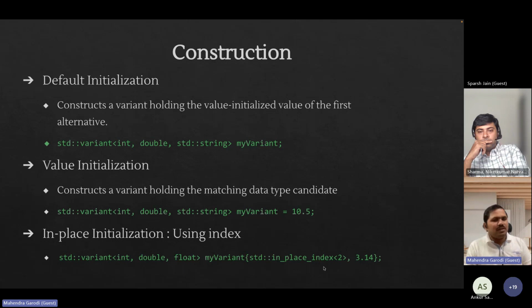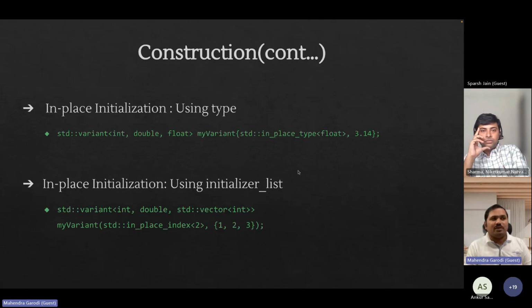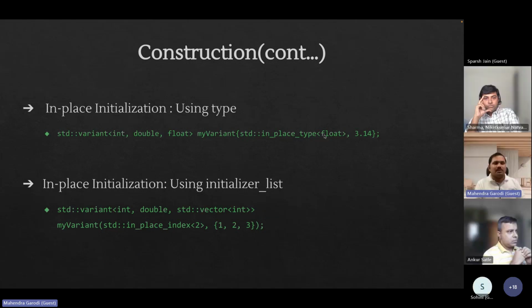There is another in-place initialization possible, which is using a type. So we can specify in_place_type, right? Here I am specifying in place of float, you initialize 3.14. Let's say if you have two floats, a variant of int, float, float. In that case, it will not be able to distinguish which float to take, and it will generate a compilation error. So in that case, you have to explicitly use the index.